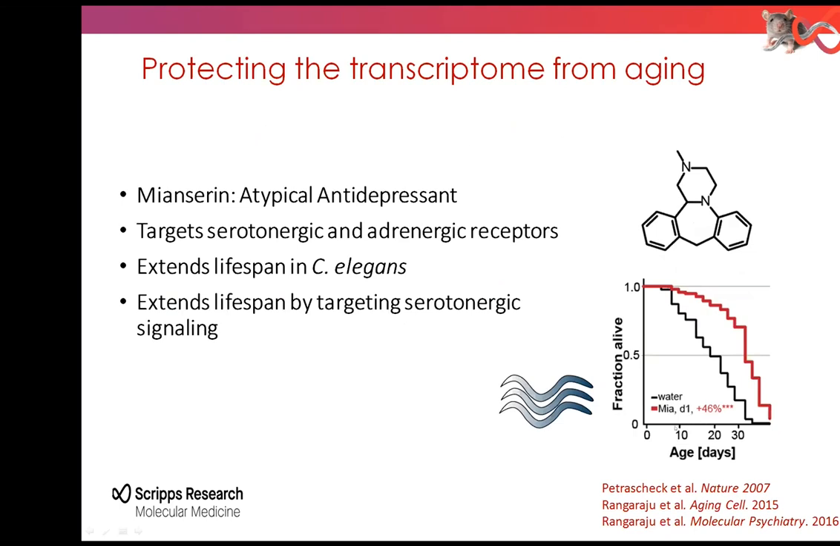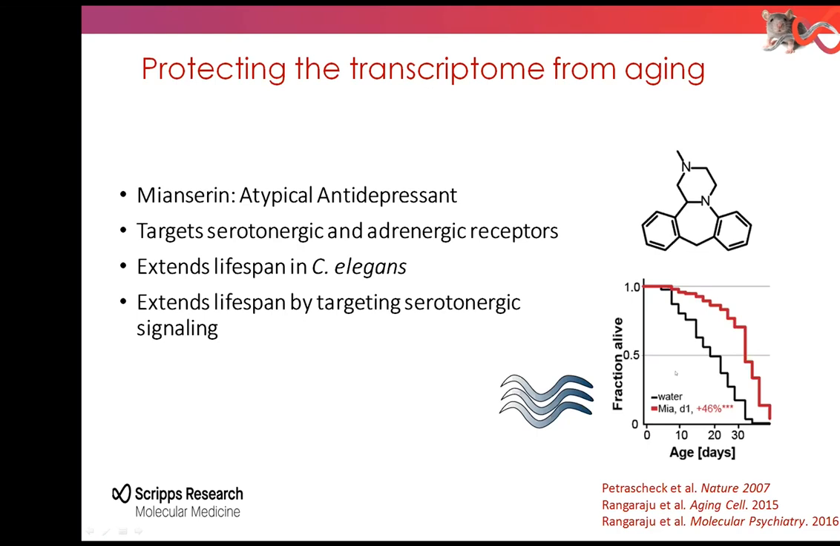So here we have a survival plot. This is the control animals, and this is the fraction of animals alive as a function of age. You can see they live about 3 weeks. If you add Mianserin, you get a 40 to 50% increase.